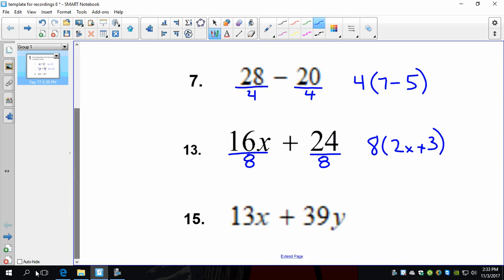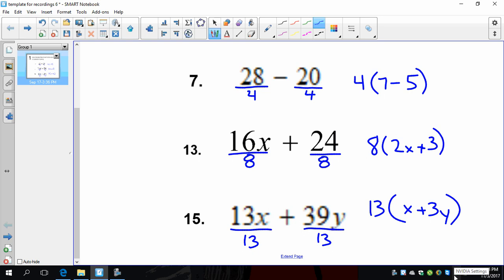Finally, the last one, number 15. This is probably the hardest one. 13x plus 39y. We're going to take that 13 out, and we're simply going to put 13 on the outside of the parentheses. 13x divided by 13 would simply be 1x, or x. And then 39y divided by 13 would be 3y. So we're taking out the 13 and putting the 13 outside the parentheses. You're going to get 13 with x plus 3y inside the parentheses.